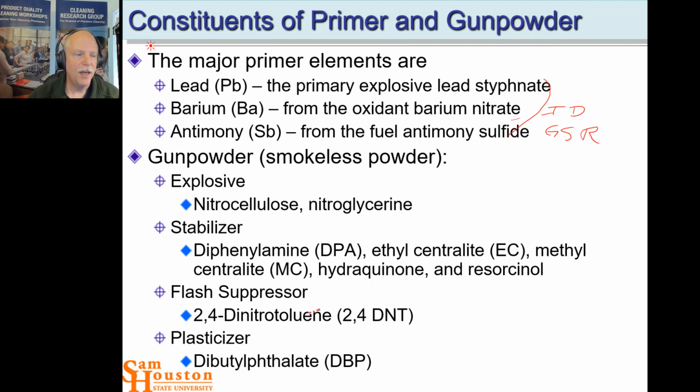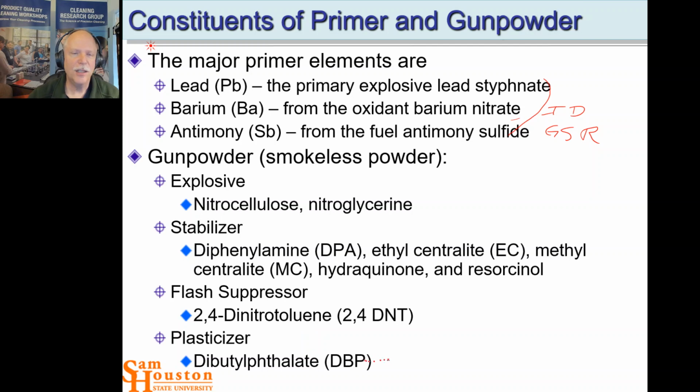And then you might have a vigorously burning compound like dinitrotoluene that will essentially cause the propellant to burn a little faster and reduce the flash that comes out of the muzzle. So if the propellant is still burning as it leaves the muzzle, you'll have a large flash. But if you have something that will enhance the burning, then the burning occurs inside the barrel before the bullet exits, and that would be a flash suppressor.